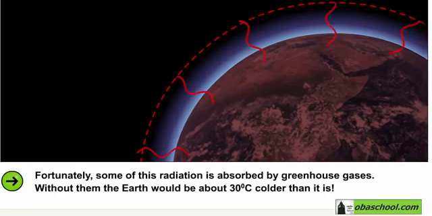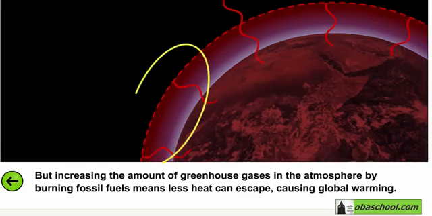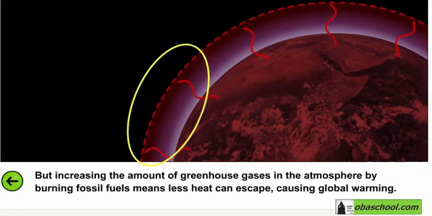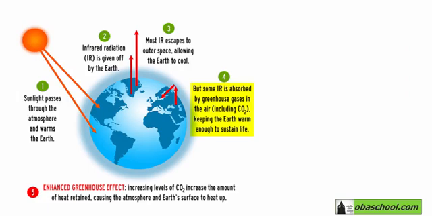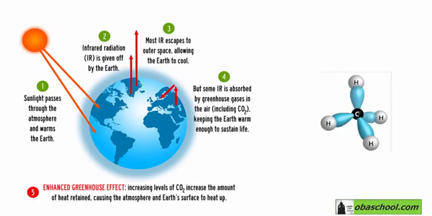Okay, so where is the problem? The problem is that increasing the amount of greenhouse gases in the atmosphere by burning fossil fuels means less heat can escape, causing global warming. So the temperature of the Earth will rise, and the increase in the temperature of the Earth is a risk that we should take some actions to be aware of. So some of the energy is said to be trapped in the atmosphere, and thus the temperature rises. Actually, there are also other greenhouse gases such as methane, and they absorb energy in the same way.